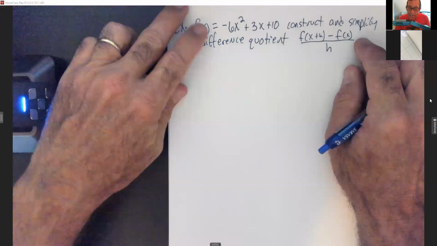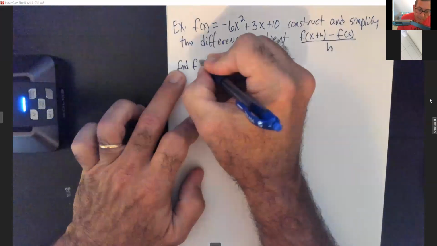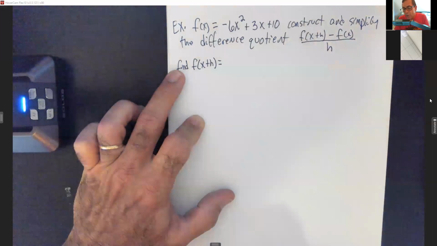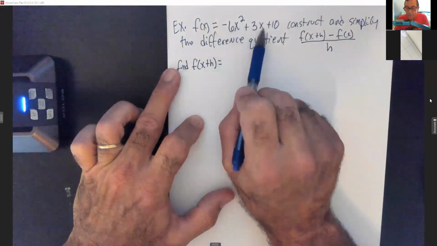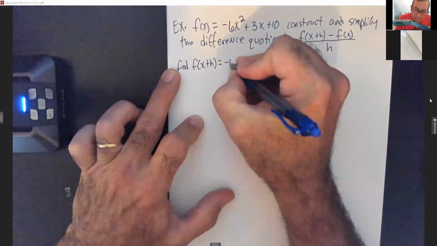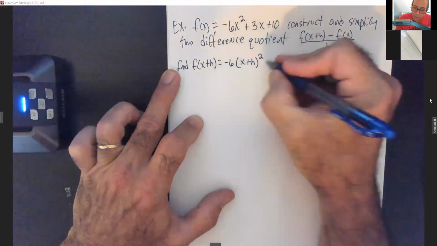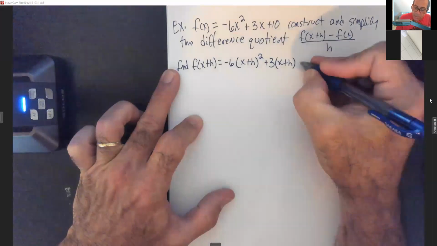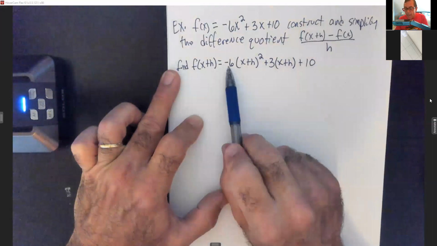All right, so the first thing we got to do is find f of x plus h. Now notice f of x has two x's in it, so both of them x's have to be replaced with the x plus h. So you'll have negative 6 times x plus h squared plus 3 times x plus h plus 10. So you still got negative 6x squared plus a 3x plus 10.